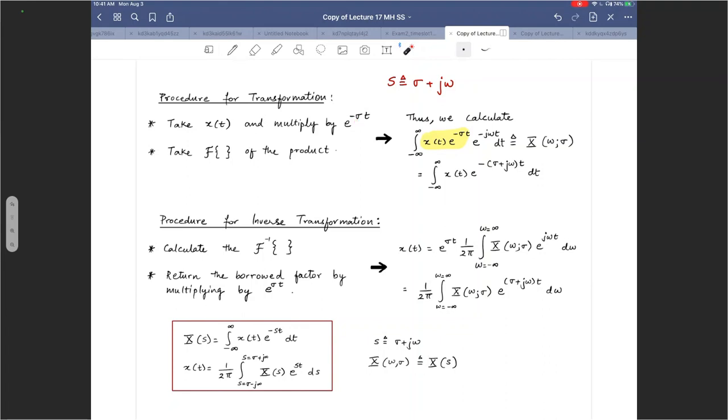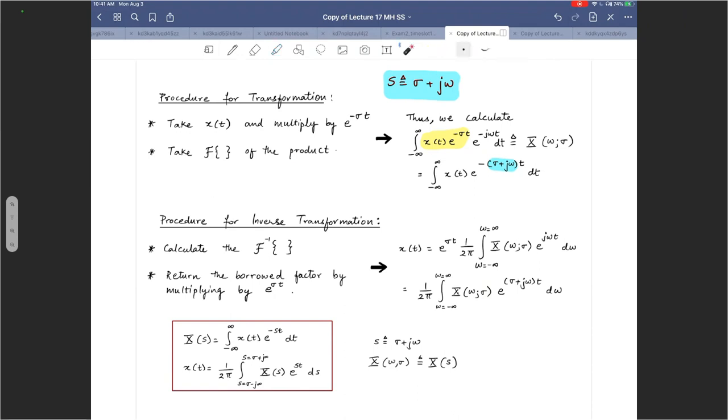Now we can rewrite this integral in a very nice form, which is negative infinity to infinity of x of t, the signal of interest, multiplied by e to the minus sigma plus j omega t. And we can define sigma plus j omega as our complex frequency variable s.